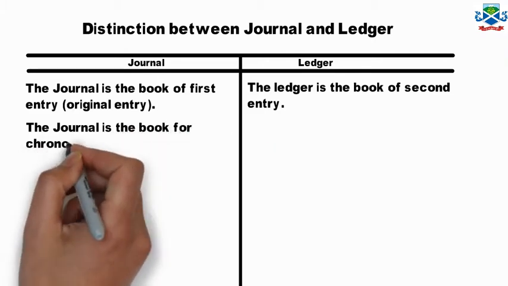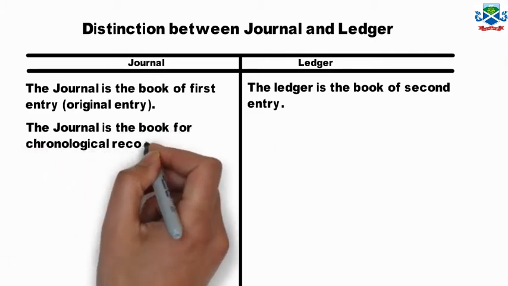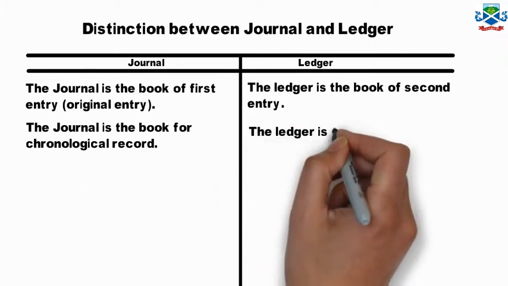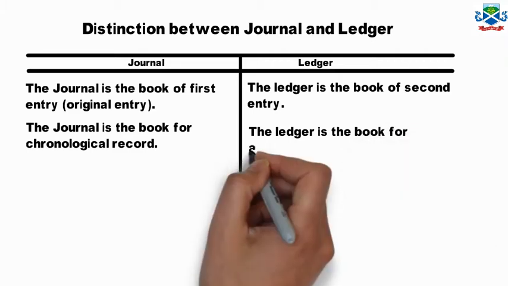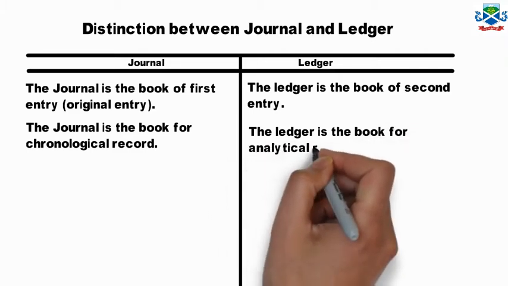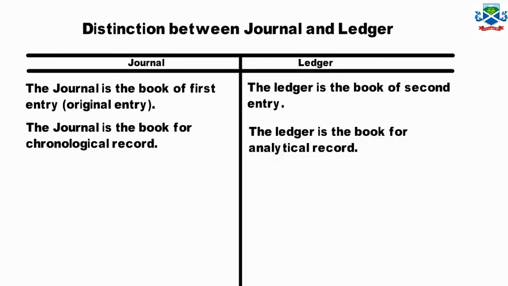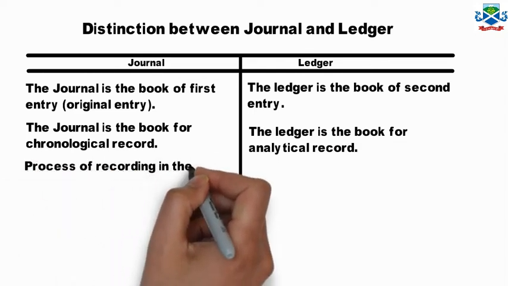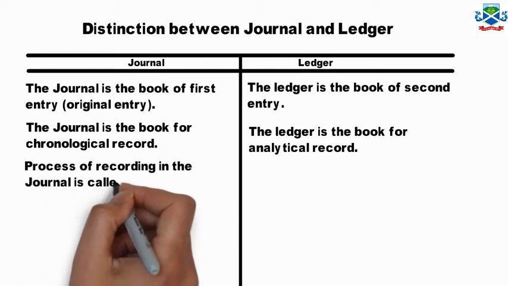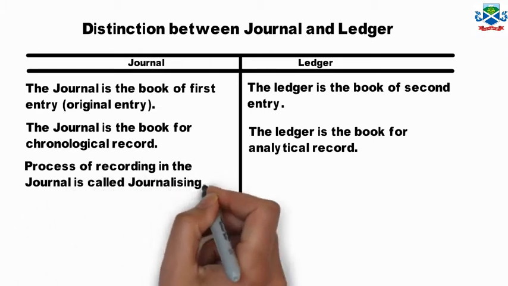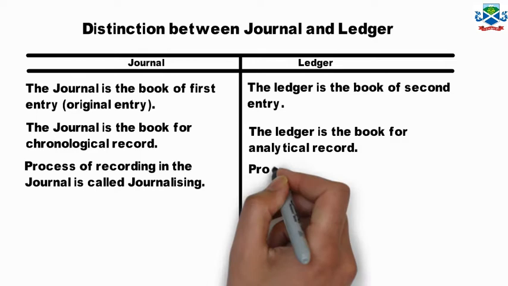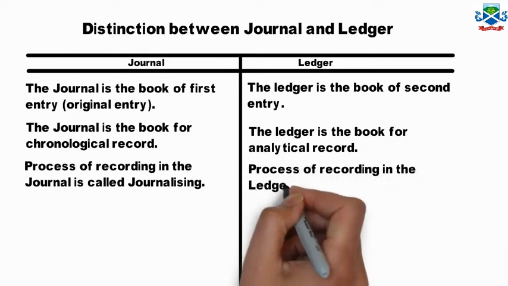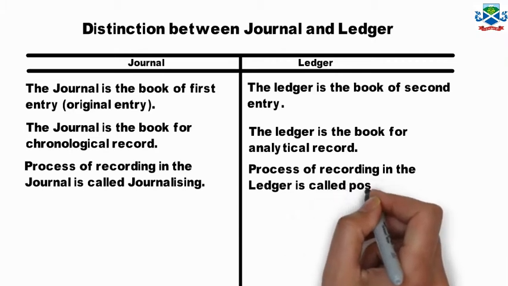Journal is the book for chronological record, day wise, one after another it will be recorded. Ledger is the book for analytical record, various accounts summarized, and each journal entry will go into that particular ledger. The process of recording in the journal is called journalizing, and the process of recording in the ledger is called posting.